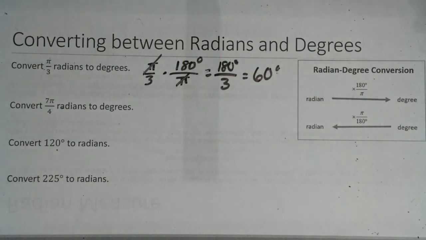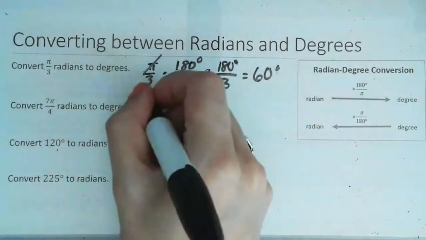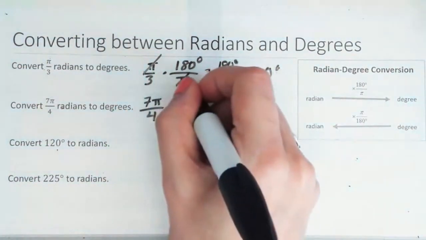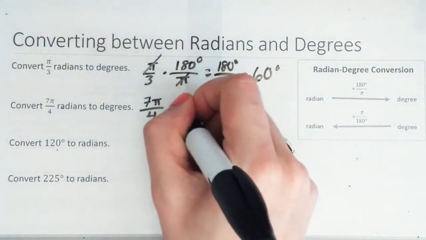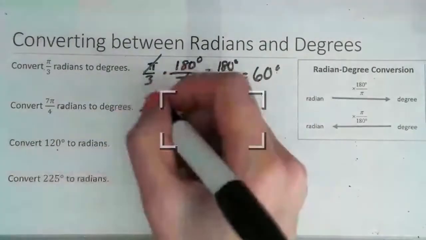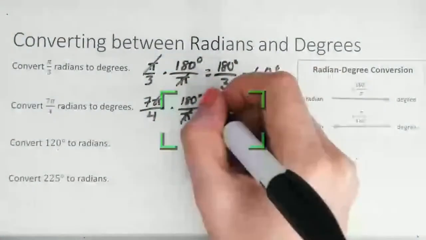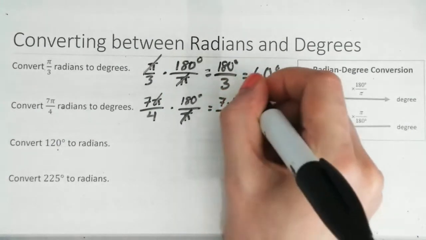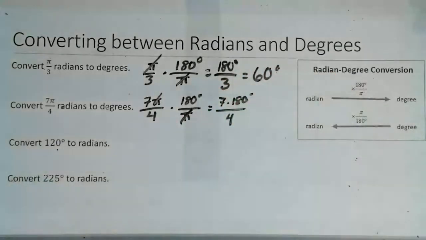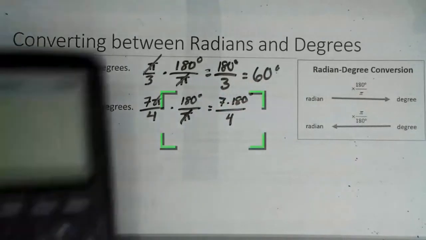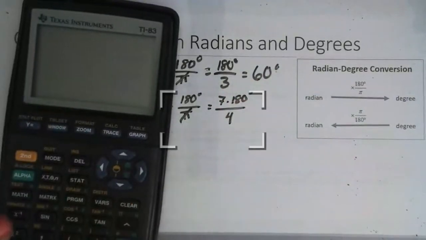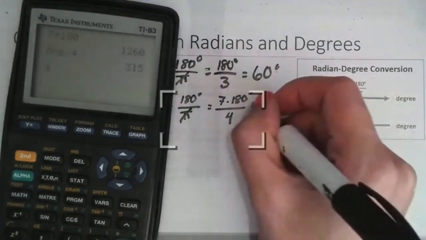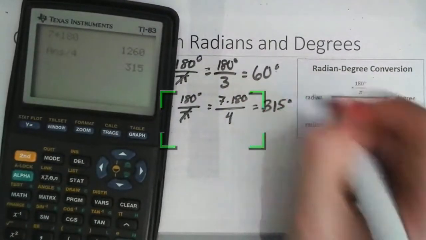Next up, we have 7 pi over 4 radians. And 7 pi over 4 times 180 degrees over pi. The pi's cancel, and we are left with 7 times 180 degrees over 4. And I don't know that one off the top of my head, so I'm just going to use my calculator. 7 times 180 divided by 4 equals 315 degrees.